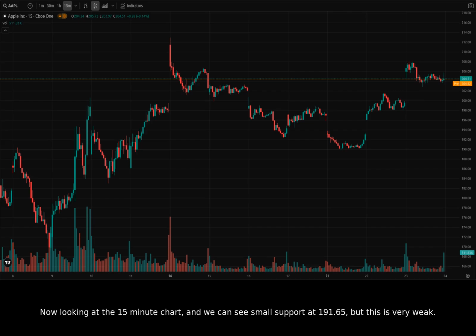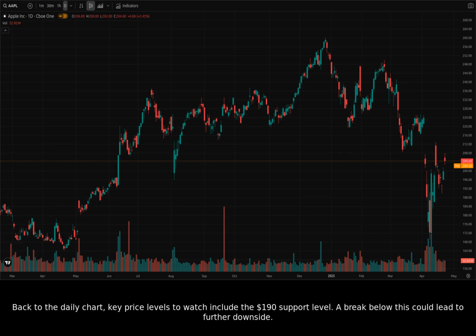Now looking at the 15-minute chart, we can see small support at $191.65, but this is very weak. We need some stronger supports to suggest a bull bias is possible. There is too much choppiness in this short time frame, so we need to zoom out further to see broader supports. Back to the daily chart, key price levels to watch include the $190 support level.